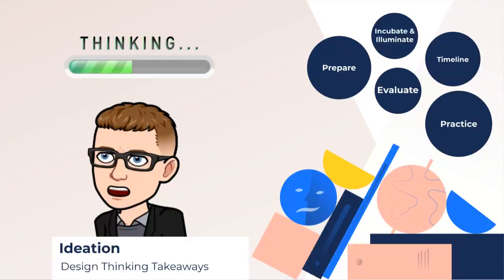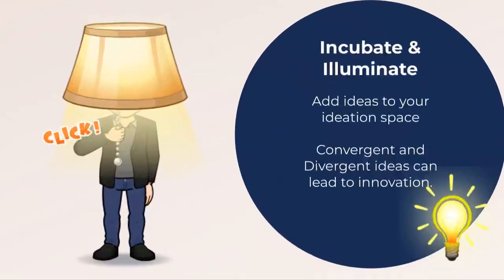The next step that I like to break this into is the incubate and illuminate step, right? So, once we have a tool and we have the way we're going to approach this, this is where we start adding ideas to the ideation space. And one of the things I like to do in this section is to reframe the question from can we do this to how do we do this, right?